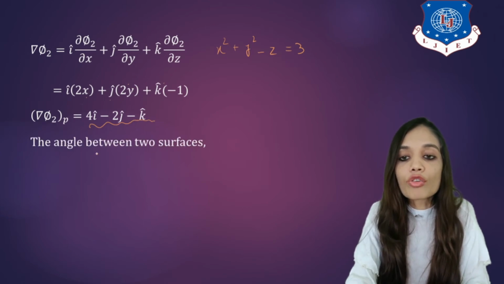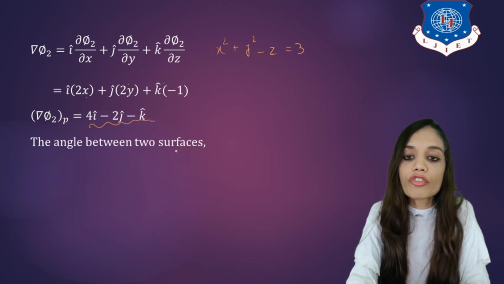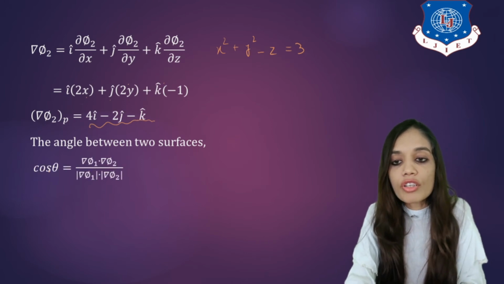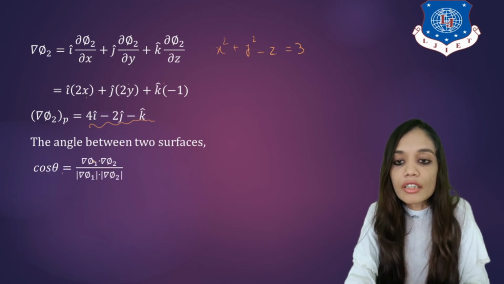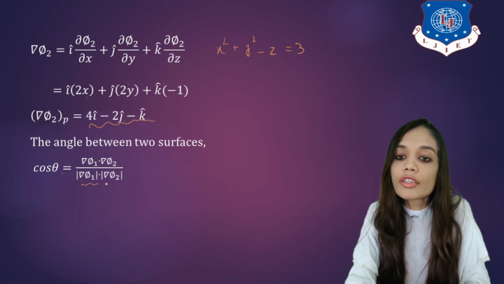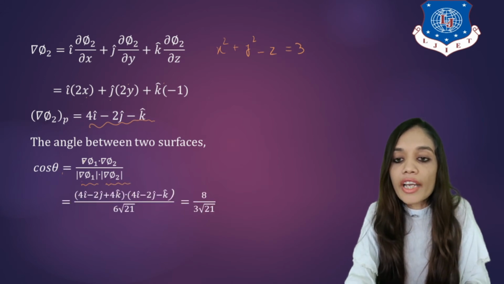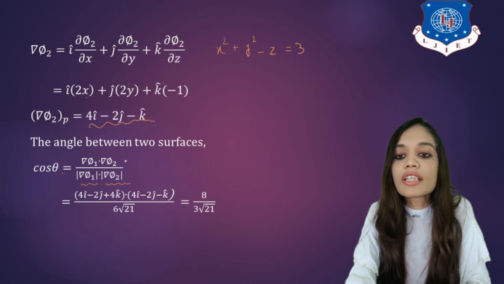Now the formula to find the angle between two surfaces is given by cos theta is equal to gradient of phi 1 dot gradient of phi 2 upon length of gradient of phi 1 into length of gradient of phi 2. So now let us put the values of all these things.